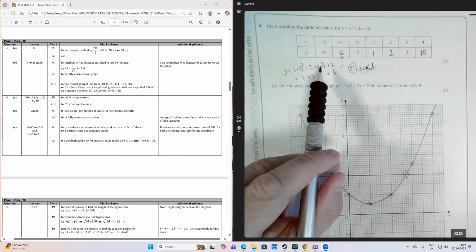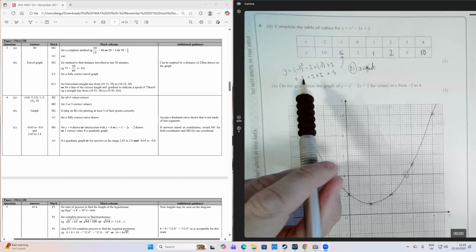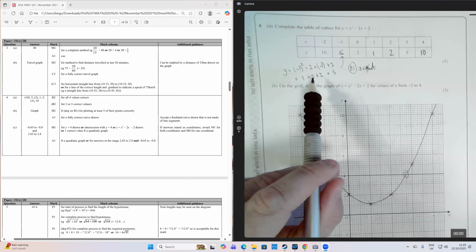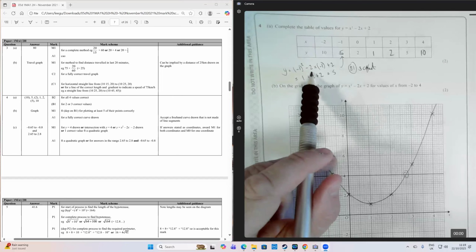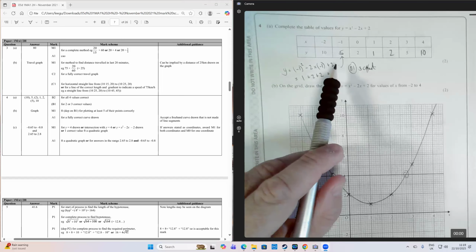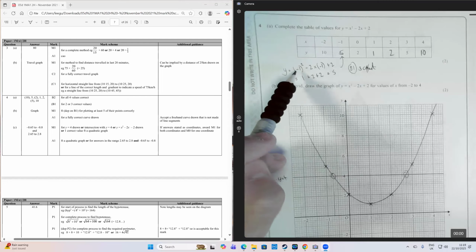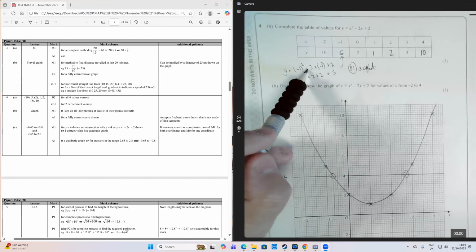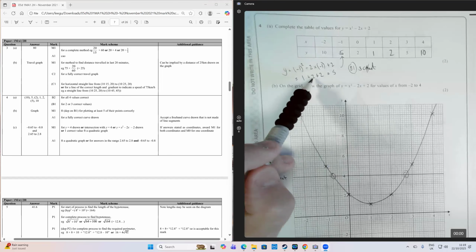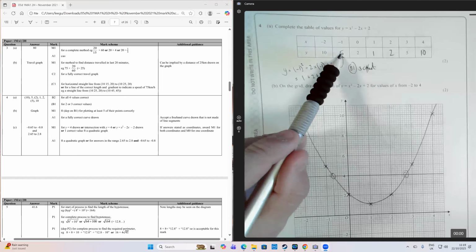-2 times -1 plus 2. So we've got 1 plus 2 there, because -2 times -1 is plus 2, and we've got plus 2, so we should get 5 there. So just be very careful. The -1 is in brackets, and this minus come together to make a plus. So we actually have a 5 there.